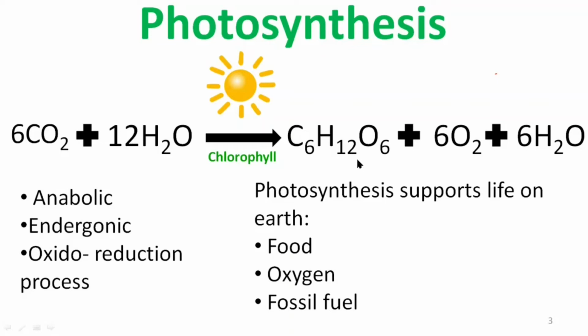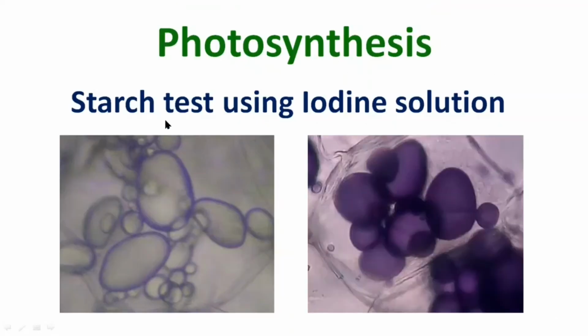When cells need energy, they will utilize this glucose during cellular respiration. When this glucose is in excess, it will be converted into a storage form known as starch. By detecting starch, we can easily identify whether the process of photosynthesis has occurred in a particular region of the plant or not. Starch can be easily detected using iodine solution.